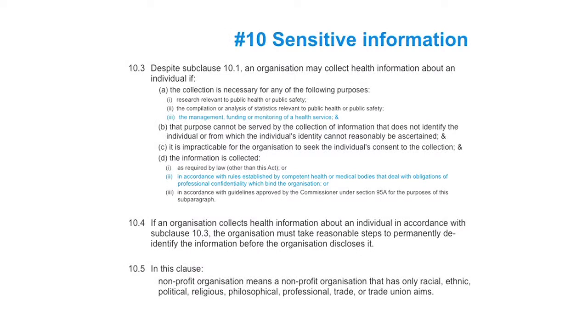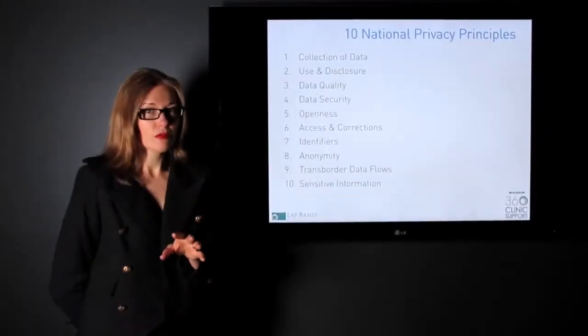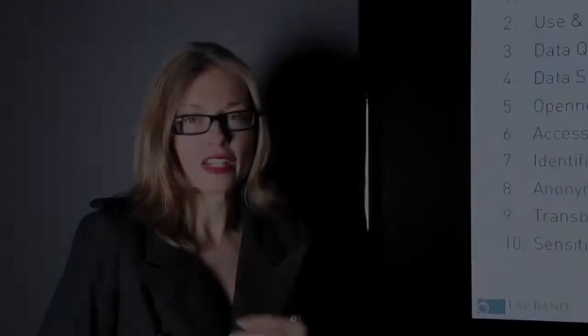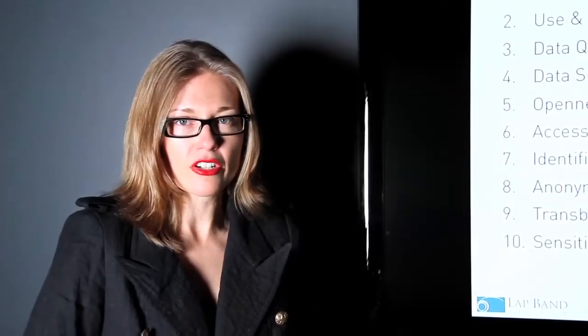So there are a couple of slides for this one, and then there are a couple of areas that are specifically relevant to the health industry. The 10 national privacy principles, again, were the collection of data, the use and disclosure, the data quality, the data security, the openness, the access and corrections, the identifiers, making sure that you are anonymous. Number 9 is the transfer of the data. And then the last one is sensitive information and the collection of that sensitive information.